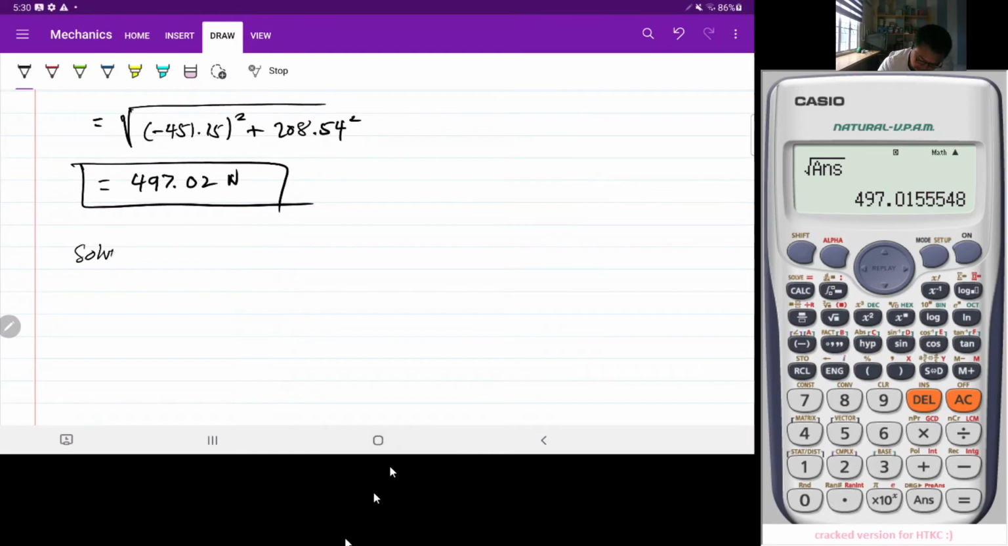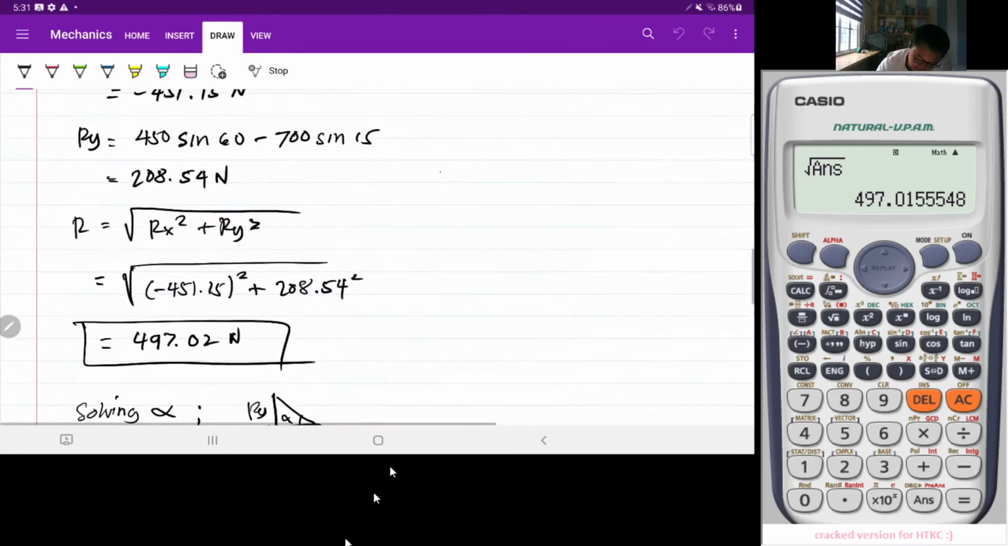Solving alpha. Okay. So the formula is tangent alpha is equal to ry over rx. It's just the same triangle, no? So the opposite is ry, over rx here. So this is the alpha. Okay. So we have now ry.